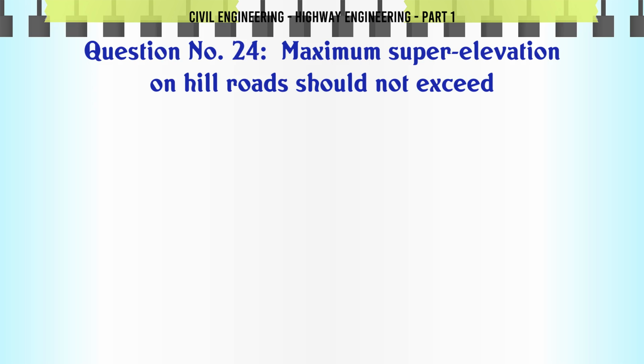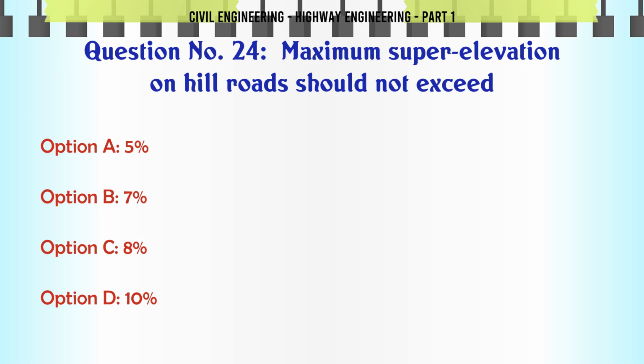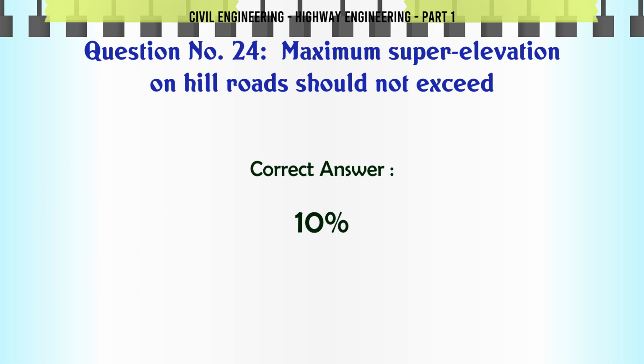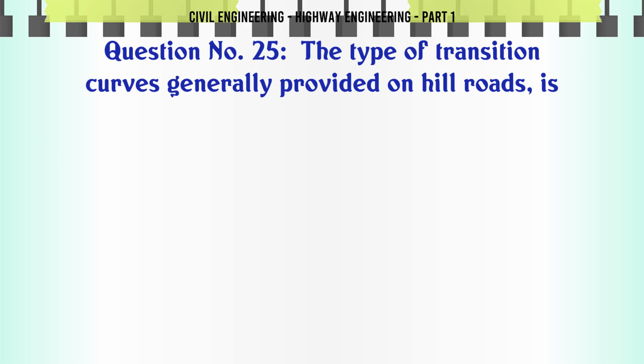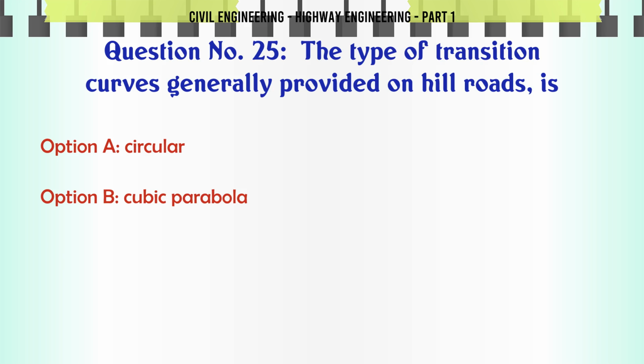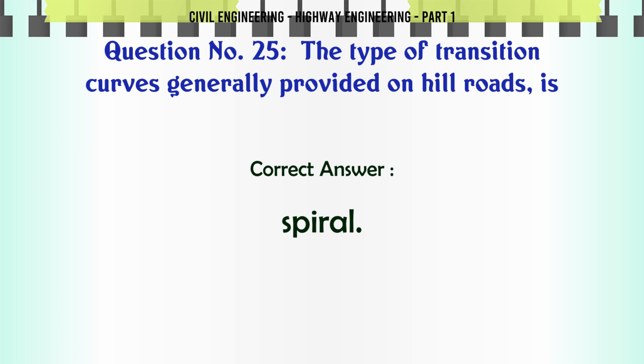Maximum super elevation on hill roads should not exceed: A, 5%; B, 7%; C, 8%; D, 10%. The correct answer is 10%. The type of transition curves generally provided on hill roads is: A, circular; B, cubic parabola; C, lemniscate; D, spiral. The correct answer is spiral.